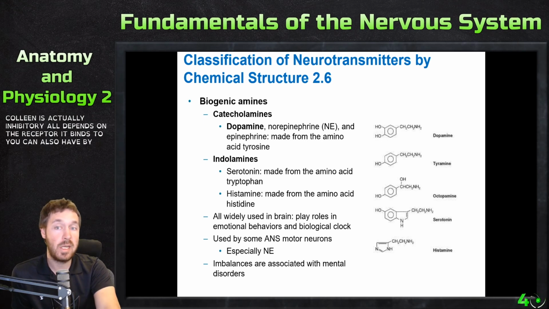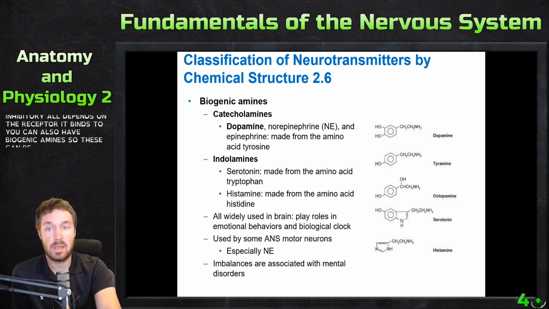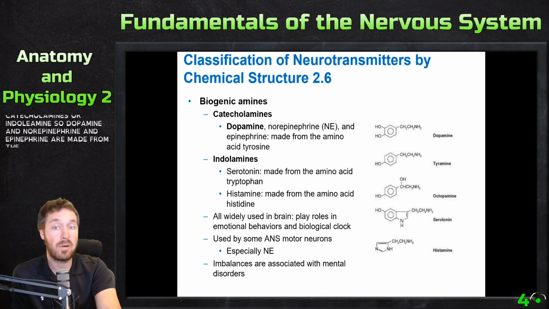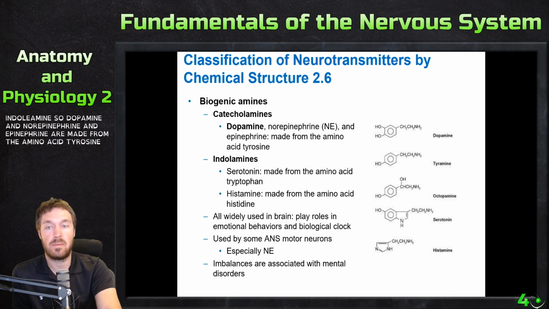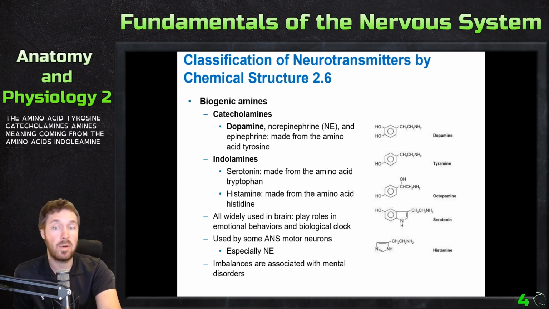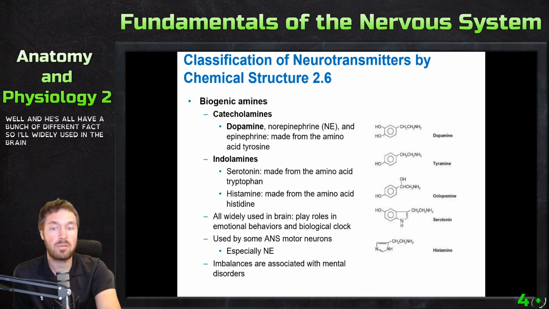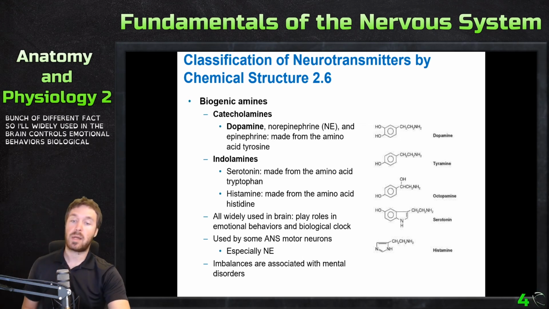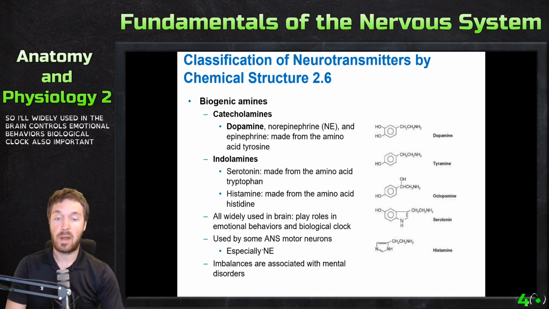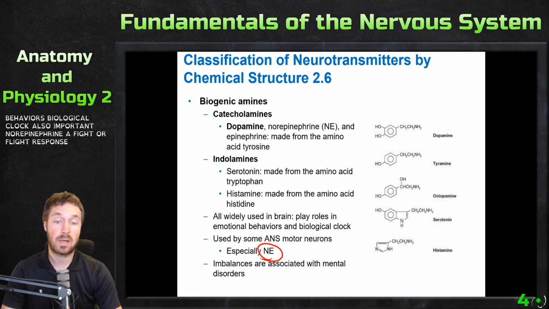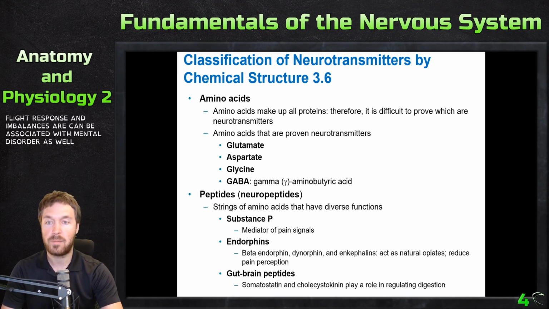You can also have biogenic amines. So these can be catecholamines or indolamines. So dopamine, norepinephrine, and epinephrine are made from the amino acid tyrosine. So catecholamines, amines, meaning coming from amino acids; indolamines, serotonin, histamine, all made from amino acids as well. And these all have a bunch of different effects. So all widely used in the brain, play roles in emotional behaviors, biological clock. Also important, norepinephrine is important in the autonomic nervous system for fight or flight response. We'll talk about that later. And imbalances can be associated with mental disorders as well.